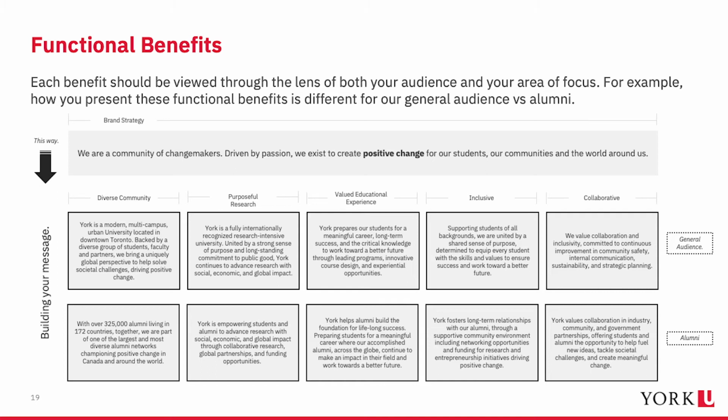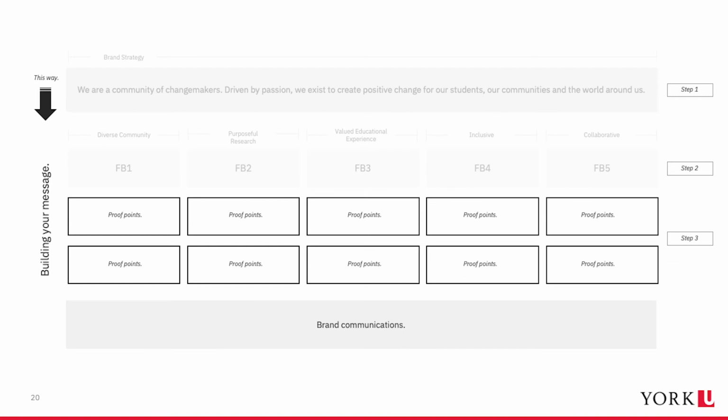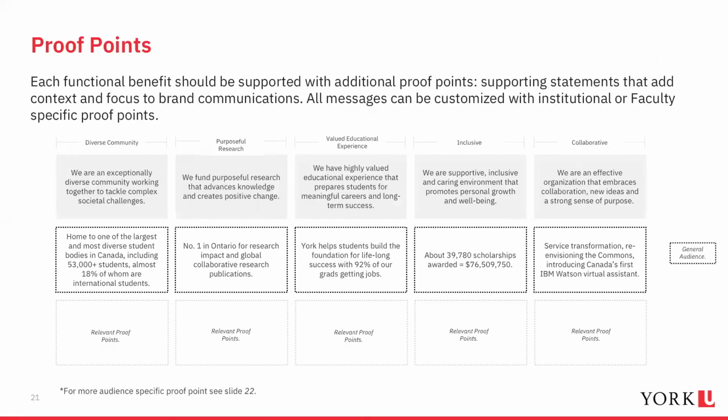But the fundamental 5 key functional benefits that define the overall brand and support our brand strategy are the same every time, but just conveyed differently depending on who and what you're talking about. This example here shows the difference in how we speak to our general audience versus how we present information to alumni. Then we move down into the relevant proof points.